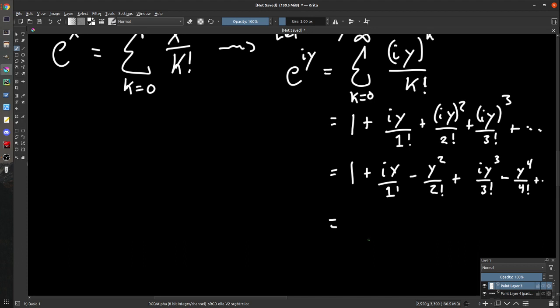Let's just take pieces that involve i's and those pieces that don't. We have 1 minus y squared over 2 factorial minus y to the, make sure I'm writing this right, or did I do this wrong, or should that be plus? What have I done wrong? I've just made a mistake.